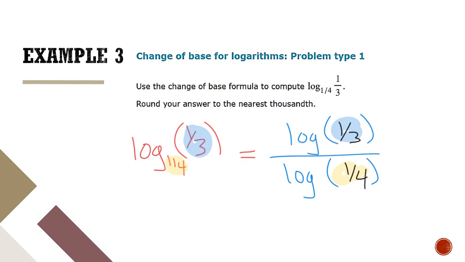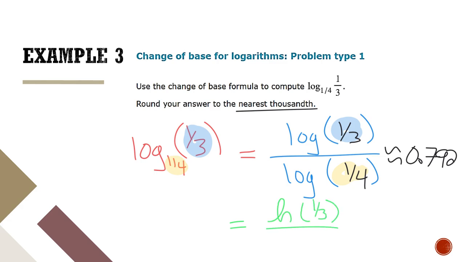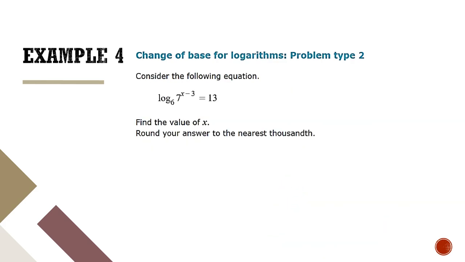Type that into my calculator and approximate it to the nearest thousandth, which if we do that, we get 0.793. This is changing it to the log base 10. This also is equal to the natural log of 1/3 over the natural log of 1/4. It doesn't matter what it is as a base. Either one of these will work, and if you just check it on your calculator, it is exactly the same thing.